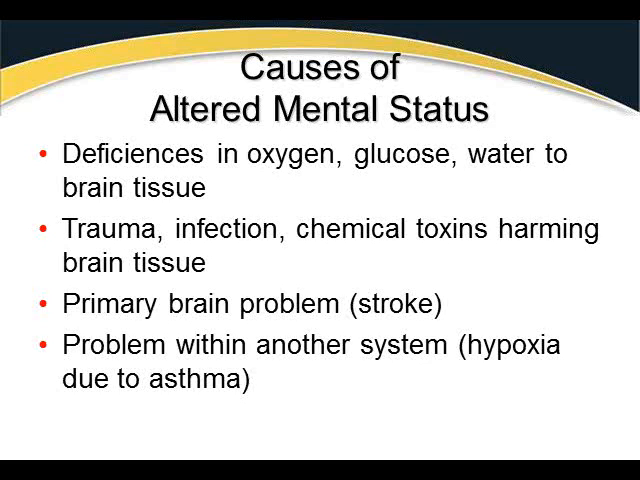You can get aneurysms of the brain, just like you can get aneurysms of arteries other places in the body. So that's a different type of stroke. We have two major types, one that's bleeding and one that's just hypoxia. And then problems within another system, hypoxia due to asthma. So that kind of defaults back to that first one, deficiencies in oxygen.